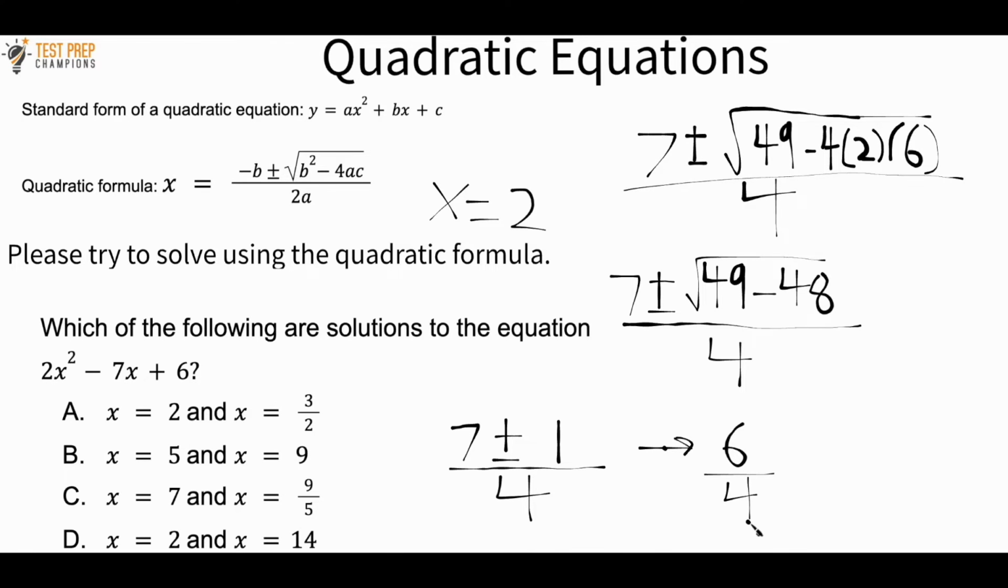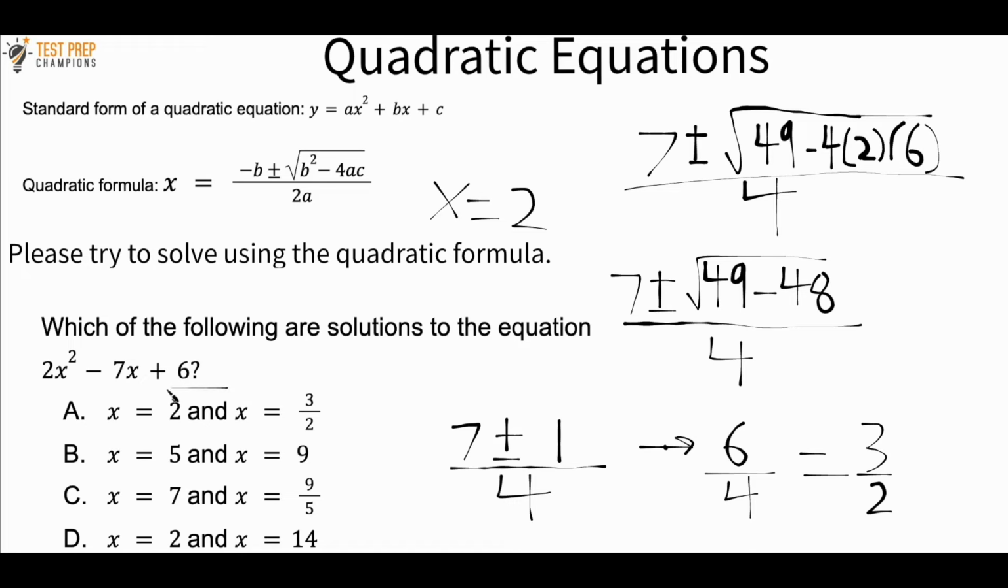Well, 6 over 4 reduces to 3 over 2, right? Because I can divide 6 by 2, I get 3. I can divide 4 by 2, I get 2. So 6 over 4, again, reduces to 3 over 2. So I'll see that the solutions here are x equals 2 and x equals 3 over 2.